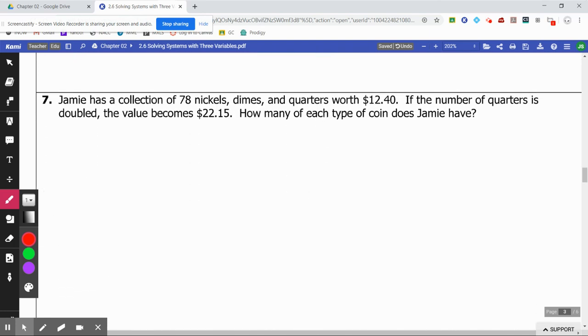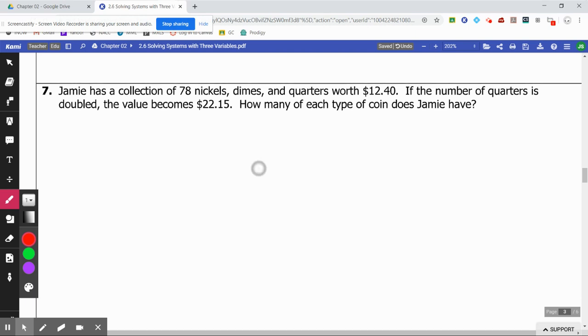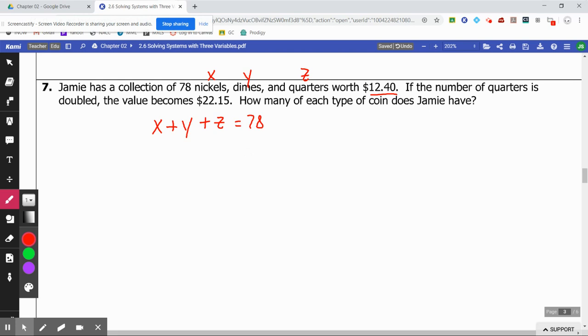Number 7, Jamie has collected 78 nickels, dimes, and quarters worth $12.40. If the number of quarters is doubled, the value becomes $22.15. How many does she have of each? So we'll let our nickels be X, our dimes be Y, and our quarters be Z. She has a total of 78, so that's the first part of the system. I know there's a total of 78 coins. They're worth $12.40, so let's go with that.